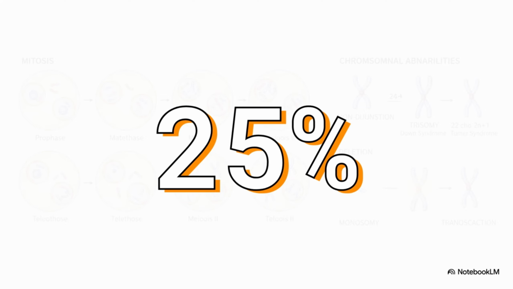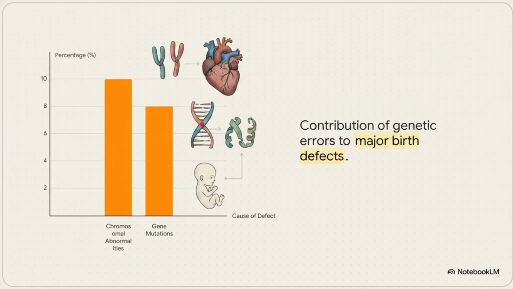Well, it turns out that an estimated 25% of all conceptuses, that's 1 in every 4, has a major chromosomal defect. These kinds of defects are often simply incompatible with life, and they're a direct cause of that high rate of spontaneous abortion we just talked about. Now, for the pregnancies that do continue to term, chromosomal abnormalities are still a leading cause of major birth defects, making up about 10% of cases.